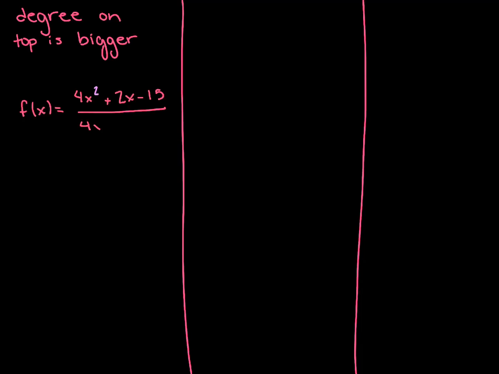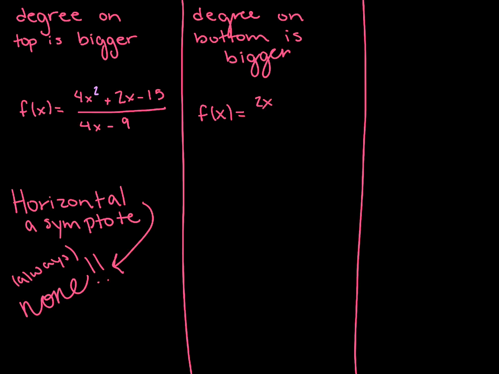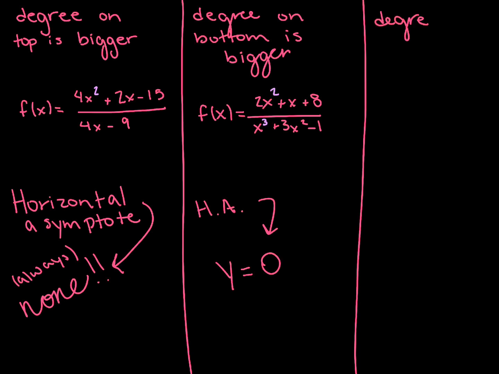So for this, your degree on top is bigger. This would mean your horizontal asymptote is none. You're not going to have one at all. And that's going to always be true. Next, when your degree on the bottom is bigger, such as this equation, your horizontal asymptote is going to be y equals 0. And this is valid for all questions.